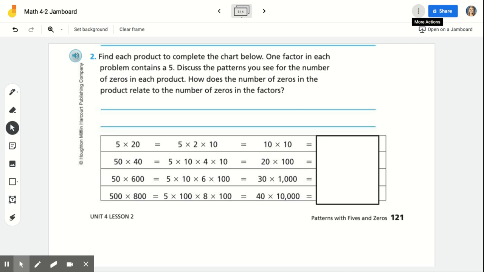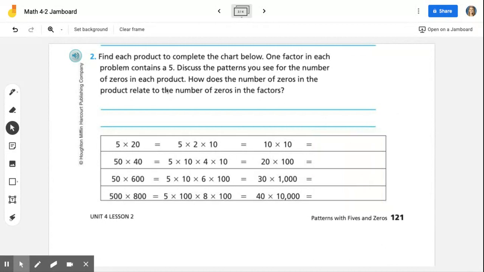Number 2 on page 121, please read along with me. It says, find each product to complete the chart below. One factor in each problem contains a 5. Discuss the patterns you see for the number of zeros in each product. How does the number of zeros in the product relate to the number of zeros in the factors?